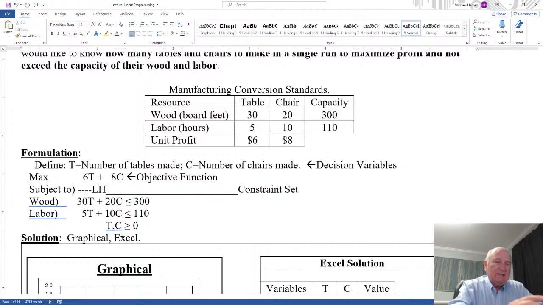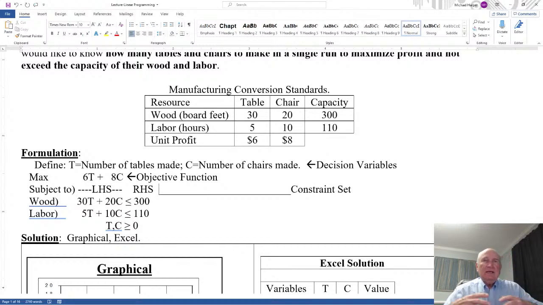The left-hand side of my constraint is how many resources I'm using. The right-hand side is how many resources I have available to use. So 1 is what I have available to use in this production run, the right-hand side. The left-hand side, that's how many I'm using. So what I use cannot exceed what I have, because you can't use what you don't have.